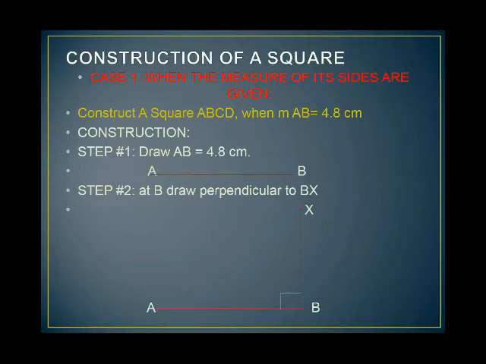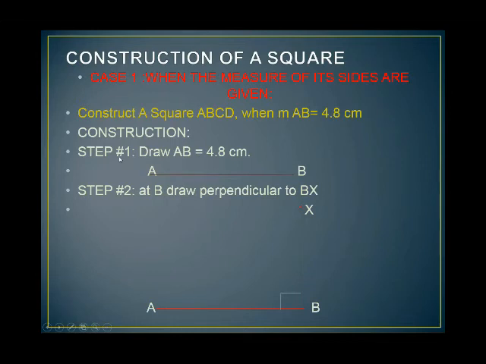Construction of a square is also required in 2 cases. Case number 1 is when the measure of its sides is given. So to construct a square ABCD, the measure of only one side is given. Why is only one side given? Because we know very well that the measurements of all the sides of a square are the same. So that's why they have given us just one side.